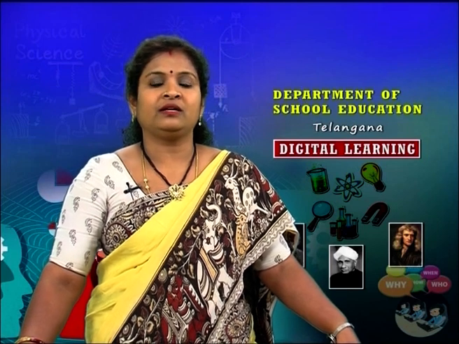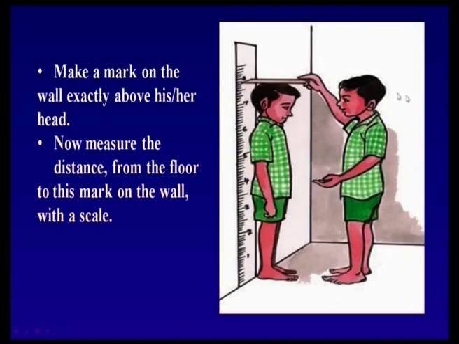Now if you want to measure the height of your friend, how are you going to measure? Tell your friend to stand, then take a scale, put it on your friend's head, and put a marking using a pencil. See, now this boy wants to measure the height of his friend. Then what did he do? He made him stand near the wall, and by using a scale or a book, you just have to mark a line here. Now, by using a scale, mark the units on the wall.